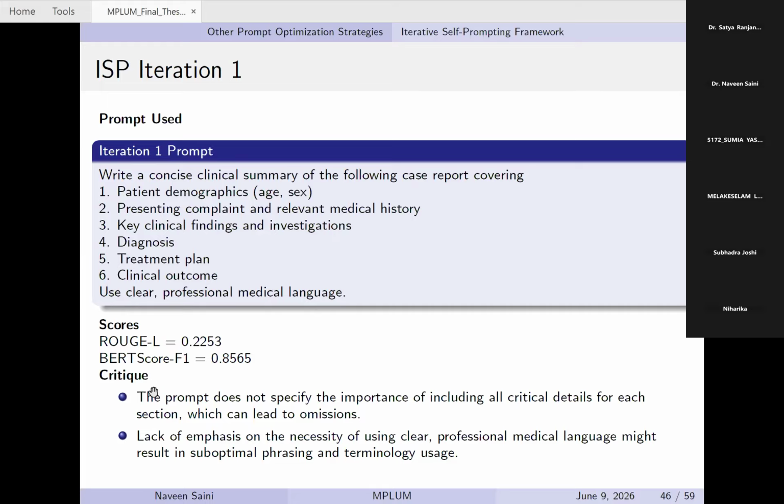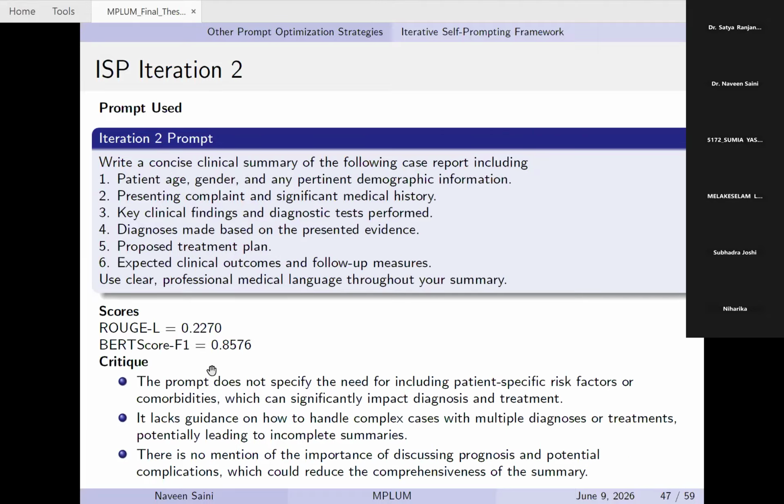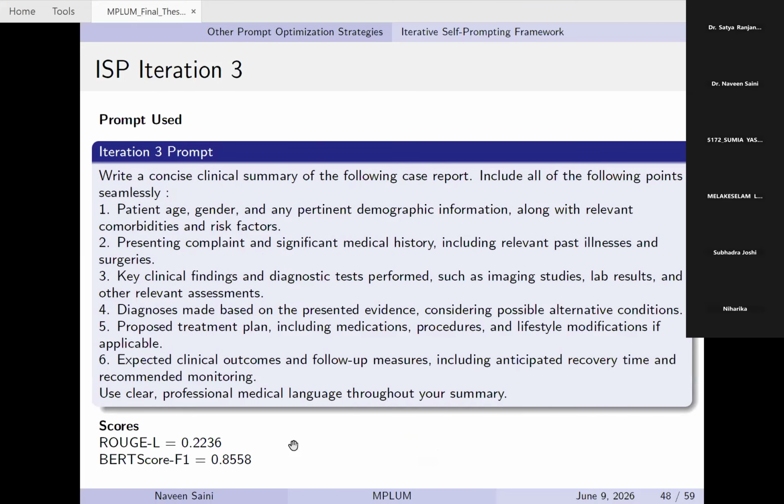Now, this is a critique provided by the LLM. The prompt does not specify the importance of including all critical details of each section, which can lead to omissions. Lack of emphasis on the necessity of using clear professional medical language might result in suboptimal phrasing and terminology usage. So this is the weakness. Now, in the next iteration, what will we do? The prompt will be refined based on the previous weakness. Again, we will evaluate the score, and then we'll ask the LLM to provide the critique, like the weakness. Then in the third iteration, the prompt will be refined, and the BERT score will hopefully increase.